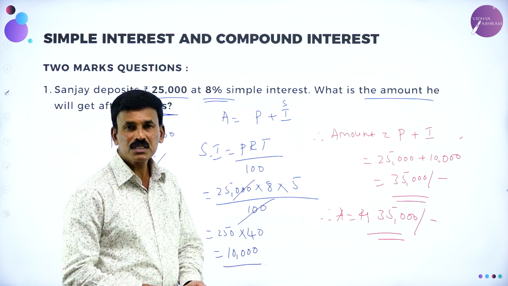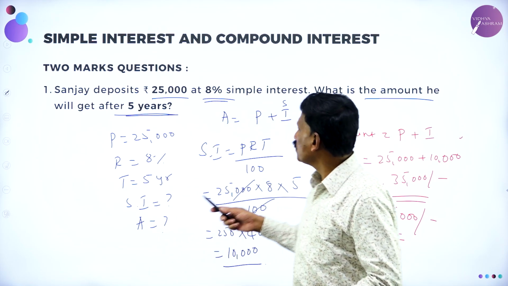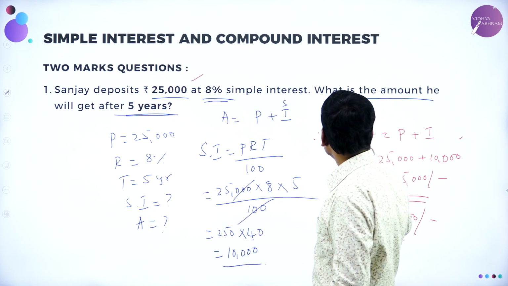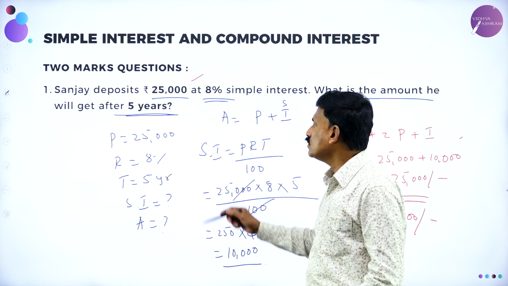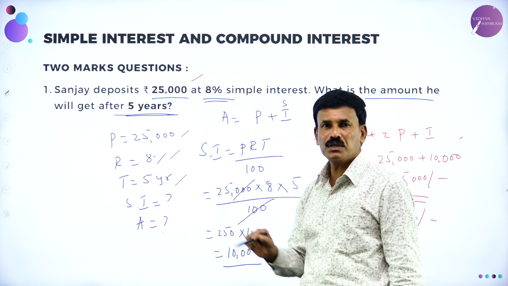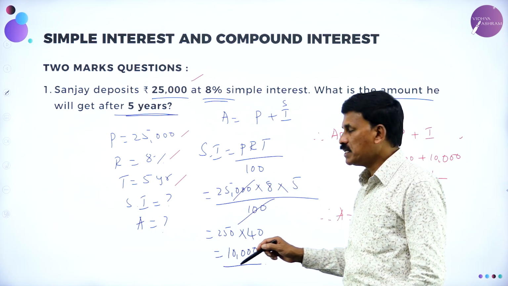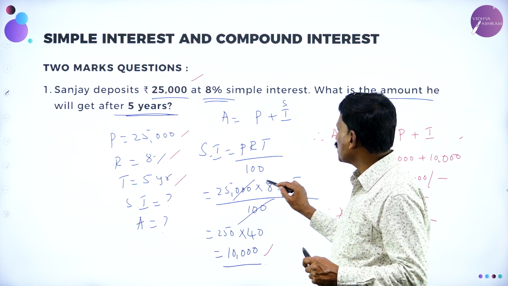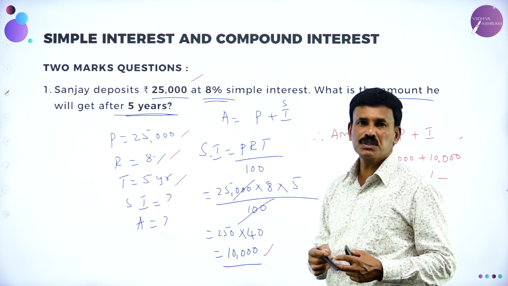It's a very simple problem. Sanjay deposits 25,000 at the rate of 8% per annum, and what is the amount he will get after 5 years? He deposits 25,000 for 5 years at a simple interest of 8% per annum. First calculate the simple interest, PTR over 100, that's equal to 10,000.